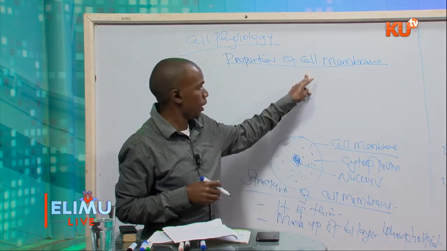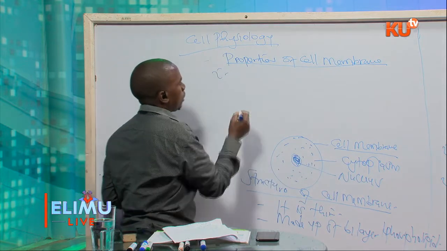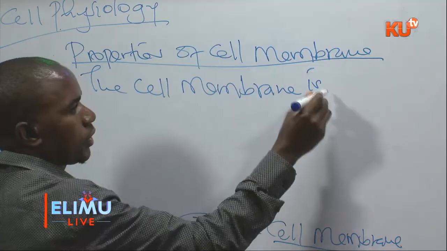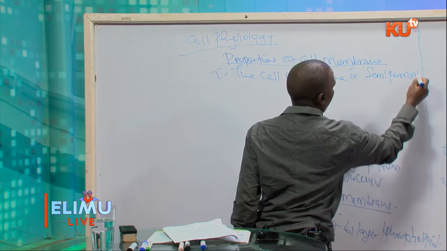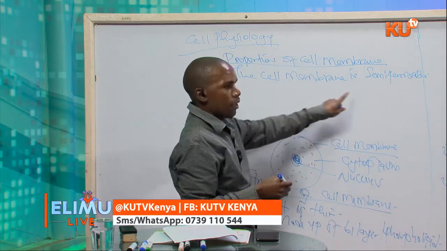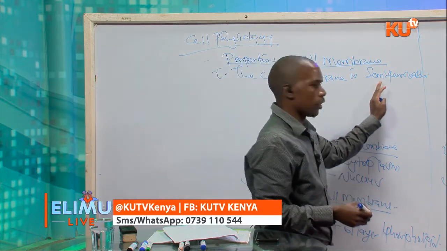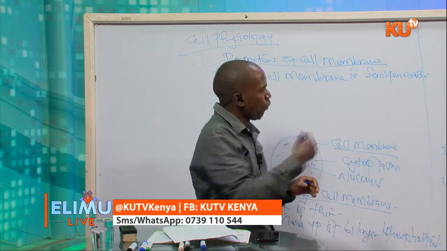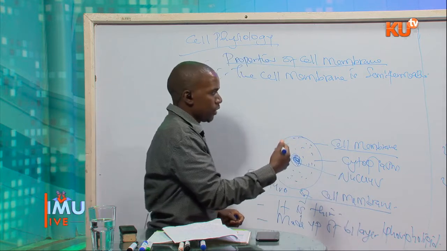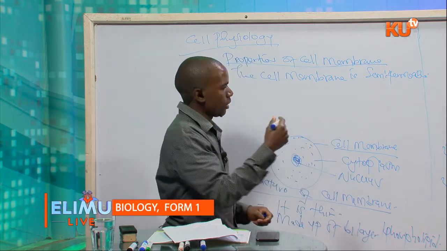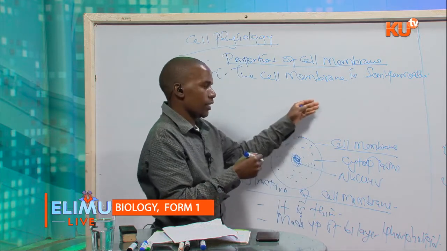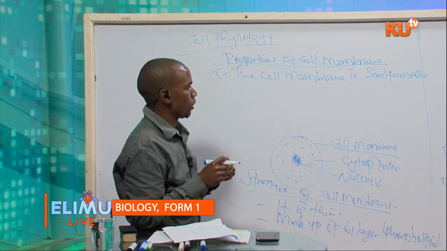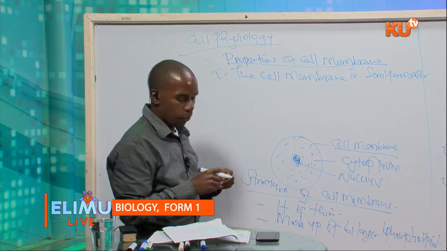Now, properties of a cell membrane. Property number one is that the cell membrane is semi-permeable. When you are talking about anything that is semi, we are talking about half. So when you are saying it is semi-permeable, we are saying it is not fully permeable, meaning it is selectively permeable. It allows some contents to come in and disregards others from coming in. So the cell membrane is semi-permeable, meaning it only allows certain molecules to come inside the cell. So that is property number one.